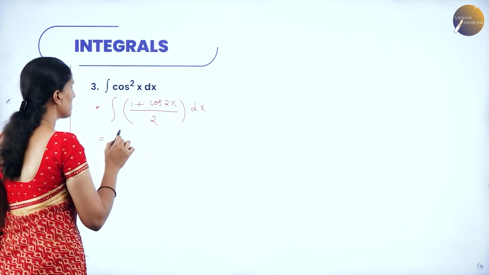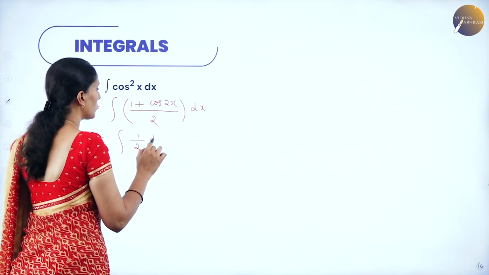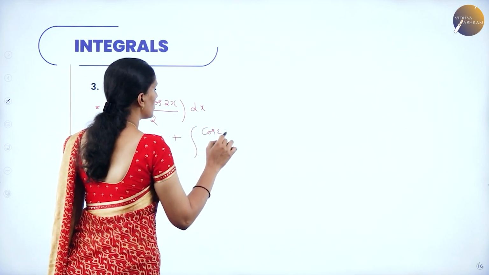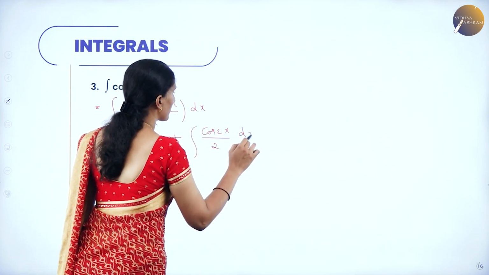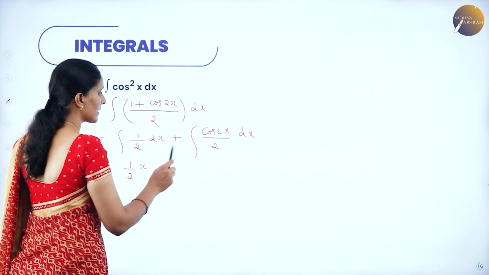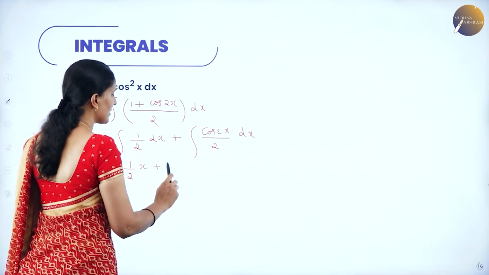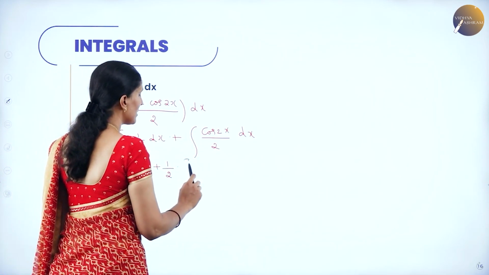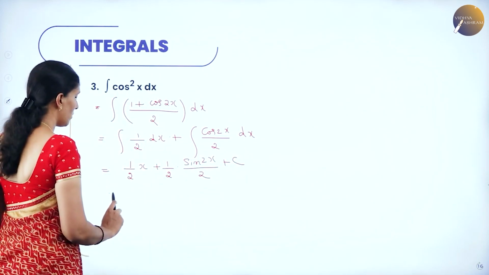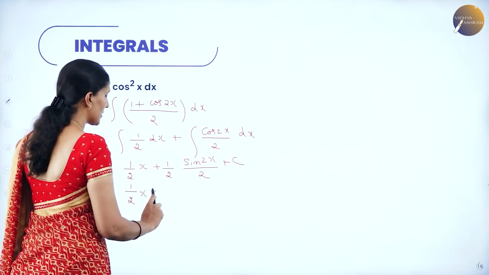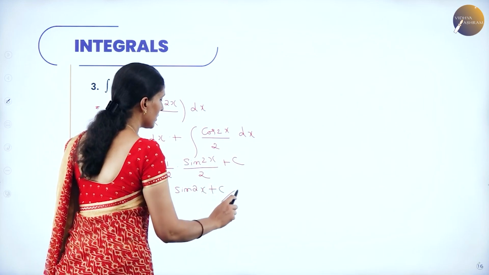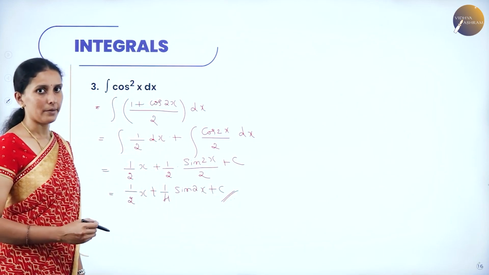So therefore this becomes integral of 1 by 2 dx plus integral of cos 2x by 2 into dx. So this becomes half, integral of dx is x, so plus half into cos 2x is sin 2x by 2 plus c. So therefore it is 1 by 2 x plus 1 by 4 sin 2x plus c. So this is the value of the integral.